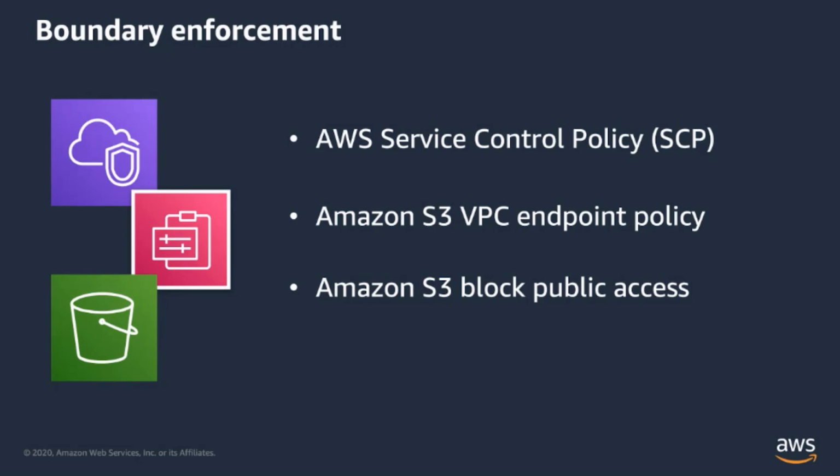Say, for example, your company is based in the US, and they've decided that they only want resources to be created in US West 2 and US East 1. You can easily create an SCP policy that would prevent anyone in the organization from creating any AWS resource that was outside of those two regions. It's a boundary that no one can cross. Now let's dive deep into the two other types of boundary enforcement: VPC endpoints and S3 block public access.